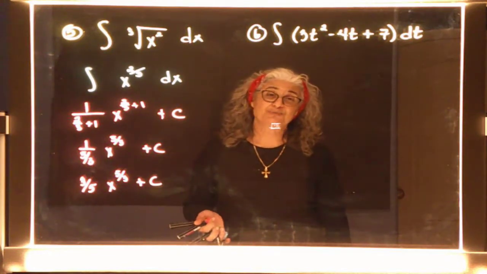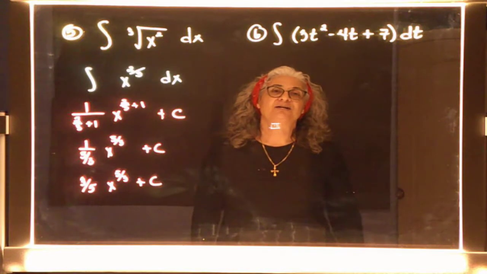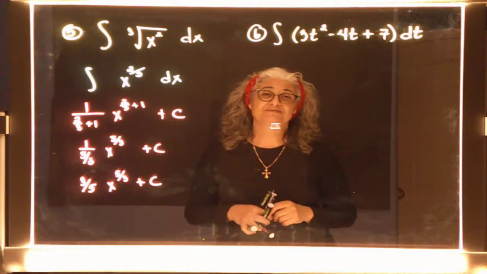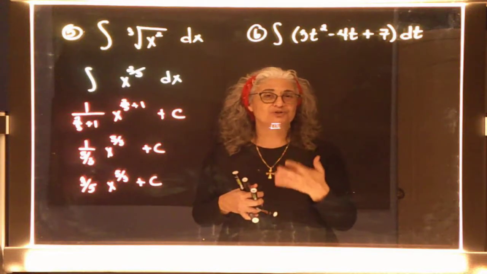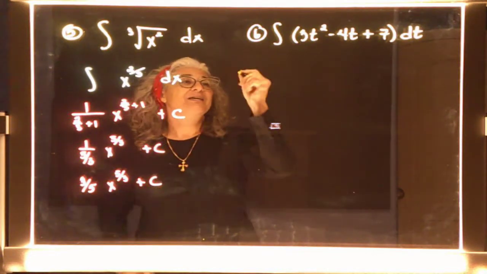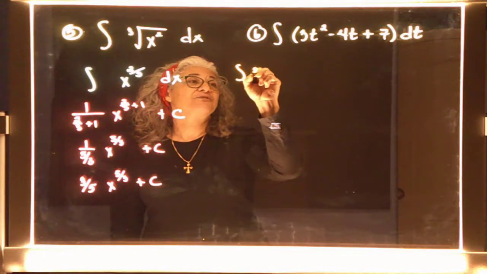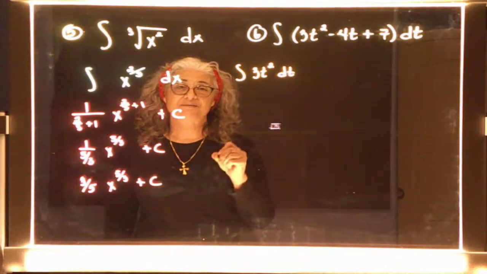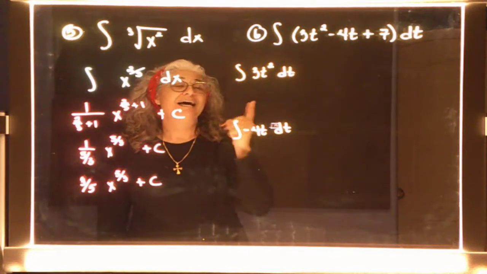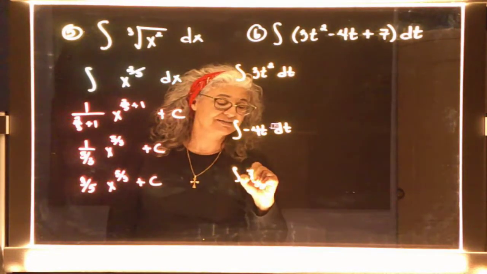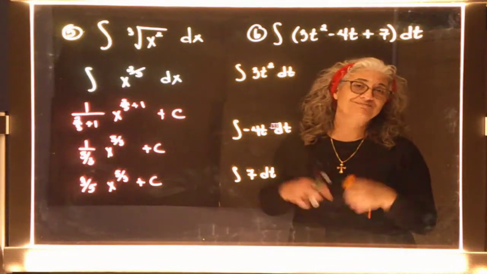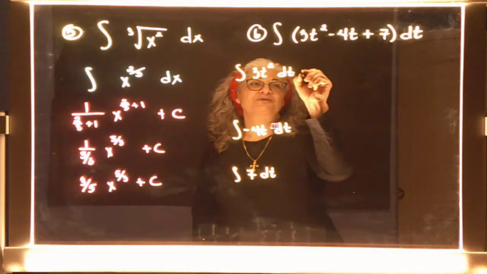Okay, number 6. They're asking me to take the antiderivative of a polynomial with respect to t. Okay, so do I have to look at this whole thing in one chunk, or can I look at it in separate little pieces? Yeah, I can look at it in separate little pieces, which means I can look at it as taking the antiderivative of 3t squared with respect to t, taking the antiderivative of negative 4t with respect to t, and taking the antiderivative of 7 with respect to t. Good. So this is their way of getting me to do 3 problems in 1. Isn't that lovely?